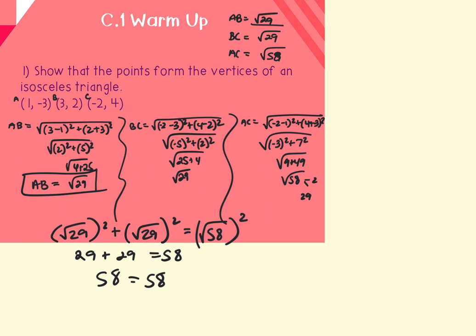So on the directions here, it said just show that it's isosceles, which meant as soon as I found the two that are the same, I'm done. But on the quiz, it's not going to say that. On the quiz, it's going to say find all three side lengths and then classify it. So this would be both isosceles and right.